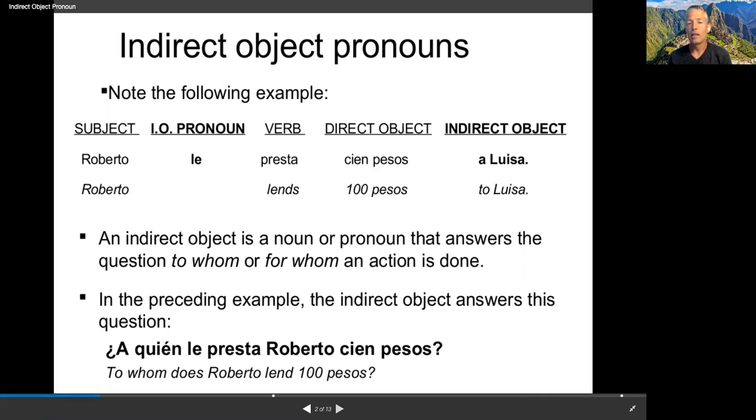An indirect object and an indirect object pronoun answer the question to whom or for whom in a sentence. So, for example, in your previous sentence, Roberto lends 100 pesos to Luisa. The question would have been, ¿A quién le presta Roberto 100 pesos? Who does Roberto lend 100 pesos to? Or to whom does Roberto lend 100 pesos? He lends 100 pesos to Luisa. So Luisa is your indirect object and le is your indirect object pronoun.